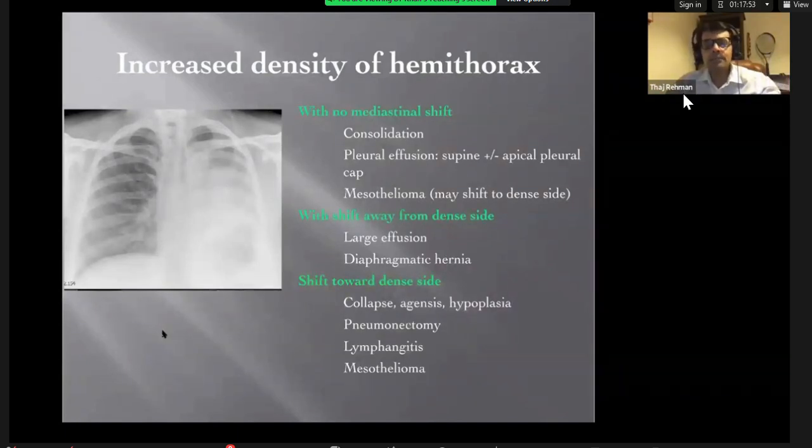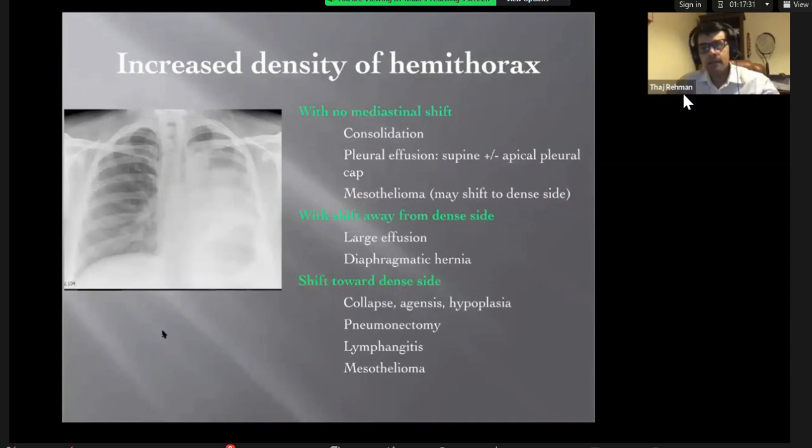If there is no shift, it's consolidation, and it can be pleural effusion with not much expansion, and it can be mesothelioma, where it may be shifted to the same side, but then if there is effusion, it may go back to the unshifted side. With shift away from the dense side, it's large effusion or diaphragmatic hernia. With shift towards the dense side, it's most commonly collapse, which is this case.